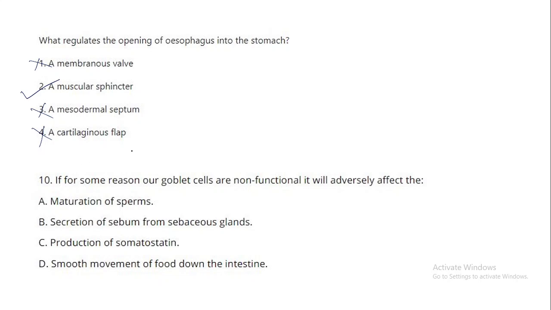Next question. Please do not focus on the numbers here. As I told you, they have been extracted from different sources. So don't look at the number. In total there are 70 questions that will be discussed under this.